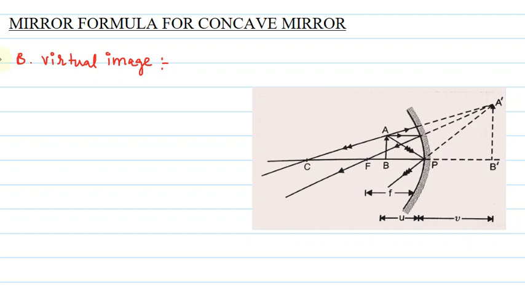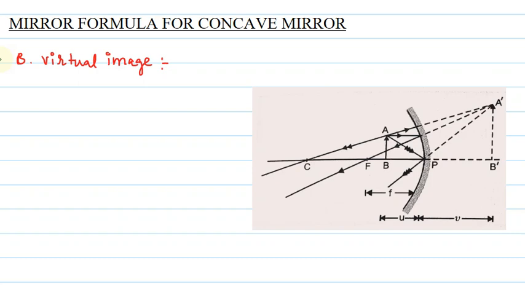Hello everyone. In this video, let us see the mirror formula for a concave mirror. The mirror formula is a relation between the focal length of the mirror and the distances of the object and image from the mirror. In our previous video, we saw the mirror formula for a concave mirror using a real image. In this video, let us see the mirror formula for a concave mirror using a virtual image.